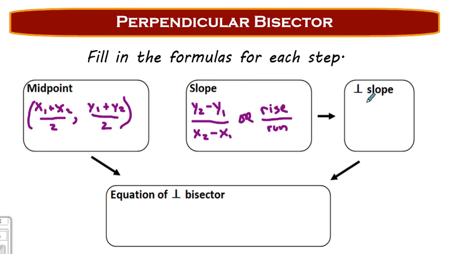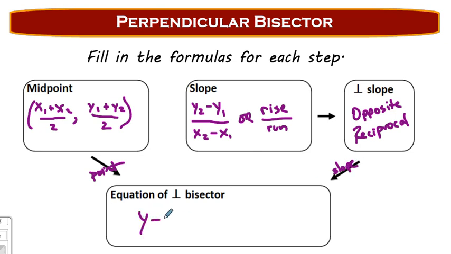You'll recall that the perpendicular slope is the opposite reciprocal. And when it comes time to write the equation of the perpendicular bisector, we're going to get our point from the midpoint, and we're going to get our slope from over here, and then we're going to write the equation using point-slope form: y minus y1 equals m times x minus x1.